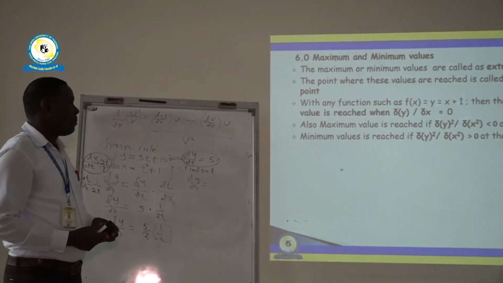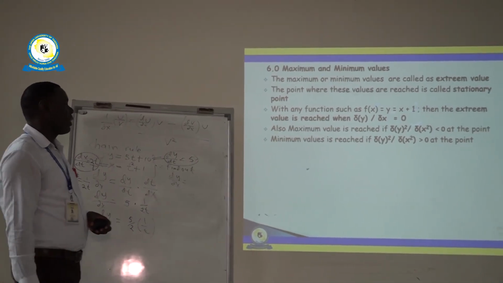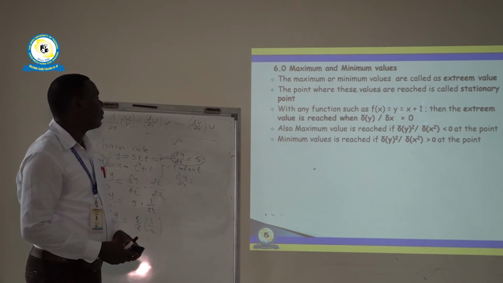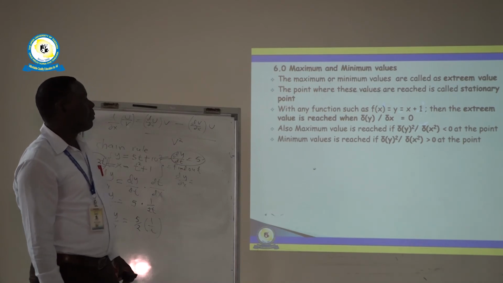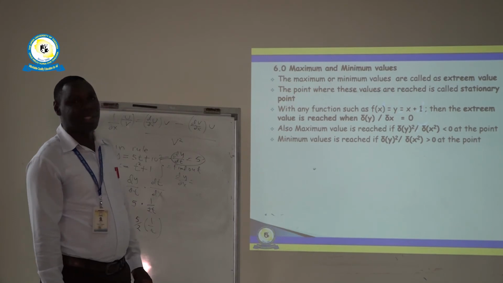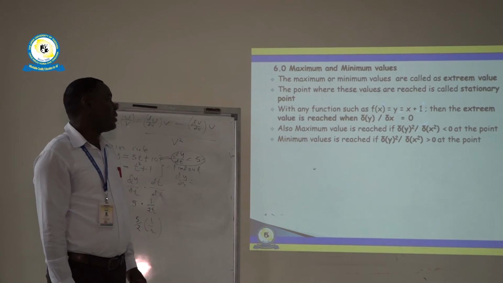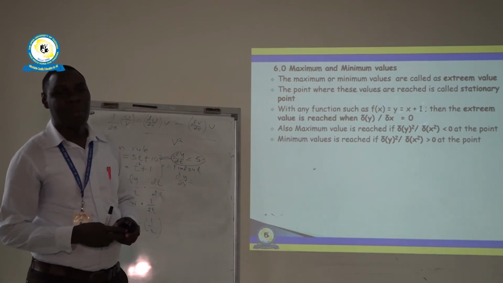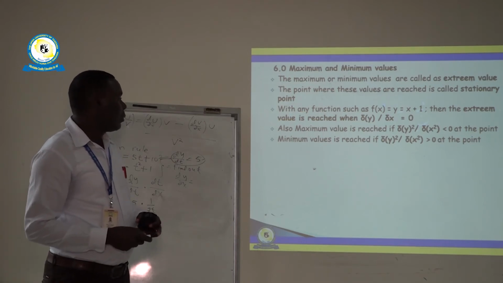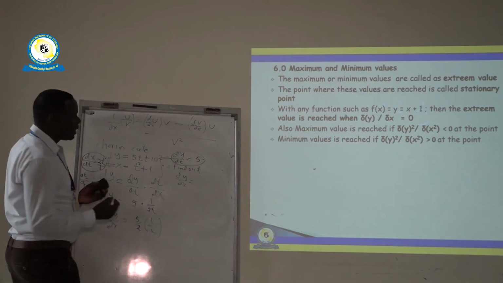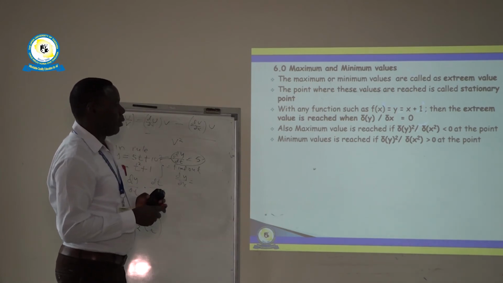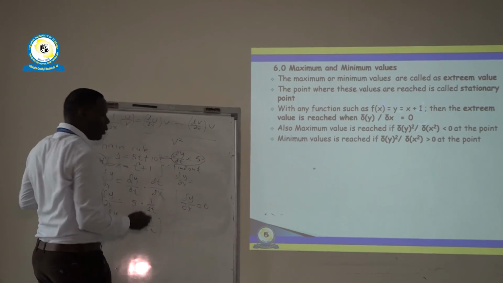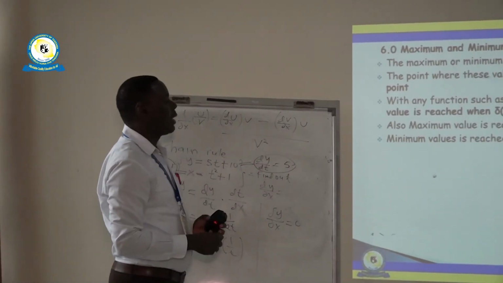Now, with the rules of differentiation done, we go to the other part, which is how to use differential calculus in finding the maximum and the minimum values of a function. When you are looking for the maximum or minimum, in fact you are looking for the extreme values. The points where these values are reached are known as stationary points. With any function, when the first derivative is equal to 0, you will have the extreme value. If dy/dx equals 0, you can find the extreme value.